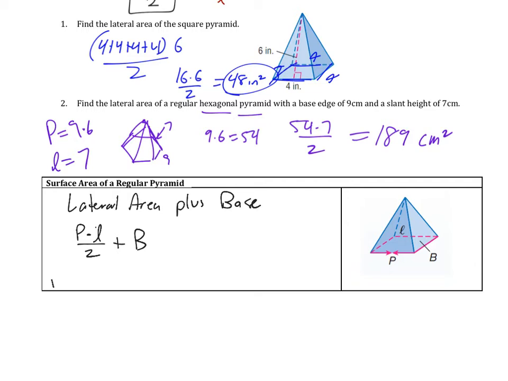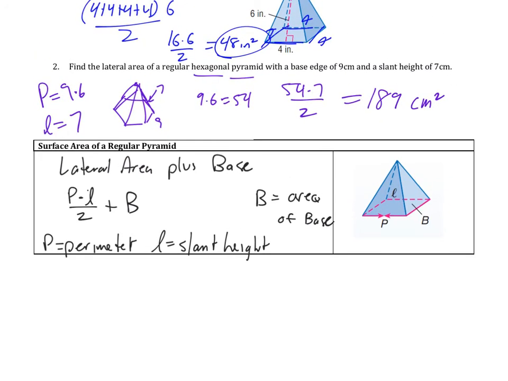So P is the perimeter of the base, L is my slant height, and big B, uppercase B, is going to be the area of the base. You only have one of them, okay? So this is what I would write down in my note sheet right there. And I would even write these pieces too: perimeter, slant height, and area of the base.